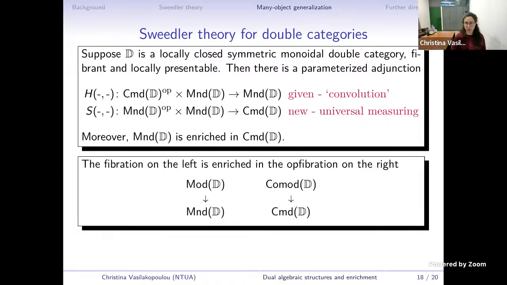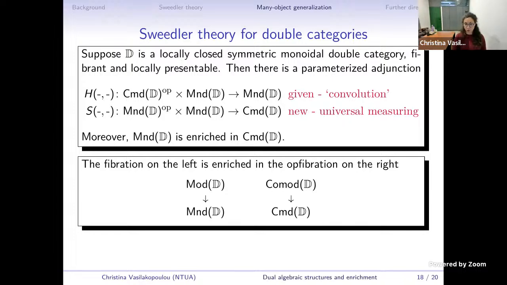Let me just close this slide by saying that, again, we can define modules. Again, we can define comodules. I'm not going to give you all these definitions. And indeed, we can obtain an enrichment of the fibration on the left to the monoidal fibration on the right.